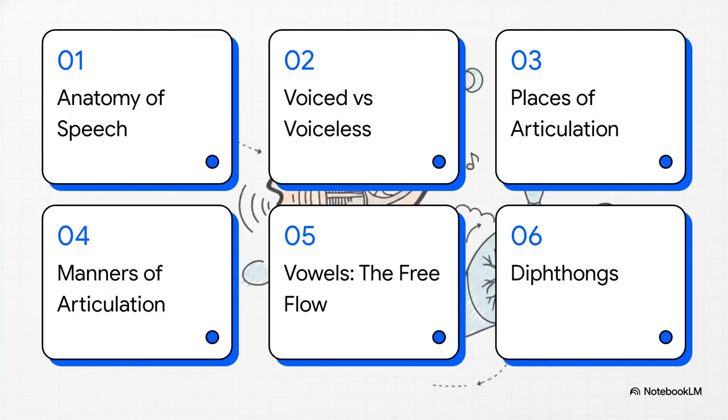Our roadmap today covers Section 1, the anatomy of speech, followed by voiced versus voiceless sounds, places of articulation, manners of articulation, the free flow of vowels, and finally, the sound combinations we call diphthongs. We have a lot of fascinating ground to cover, so let's get right into it.